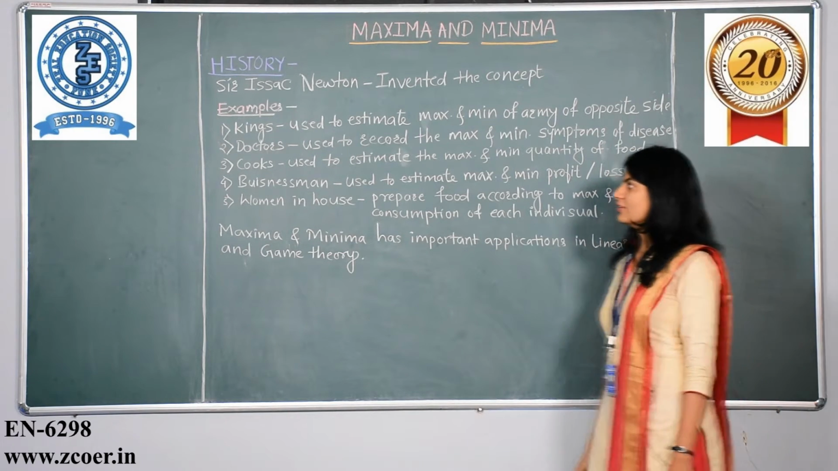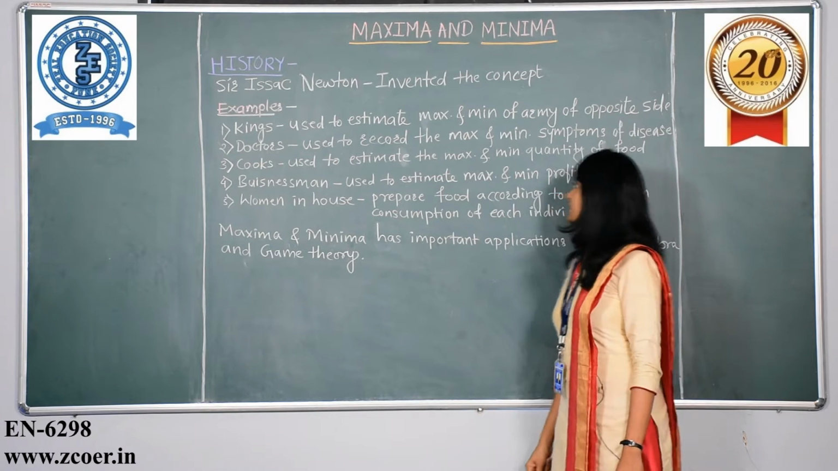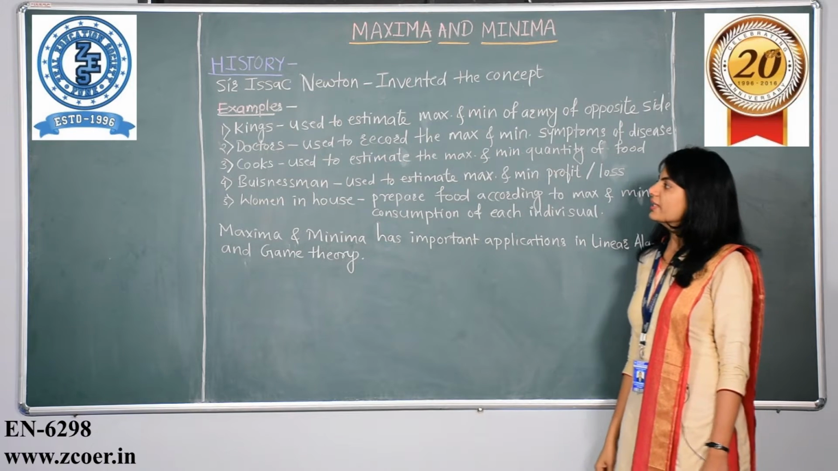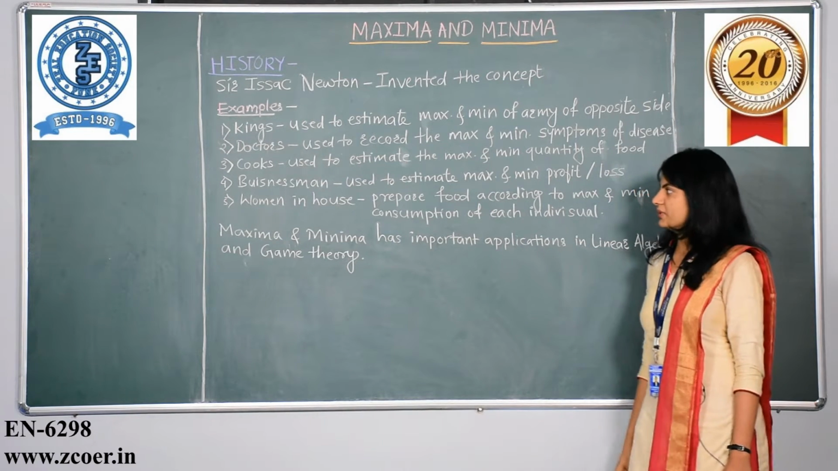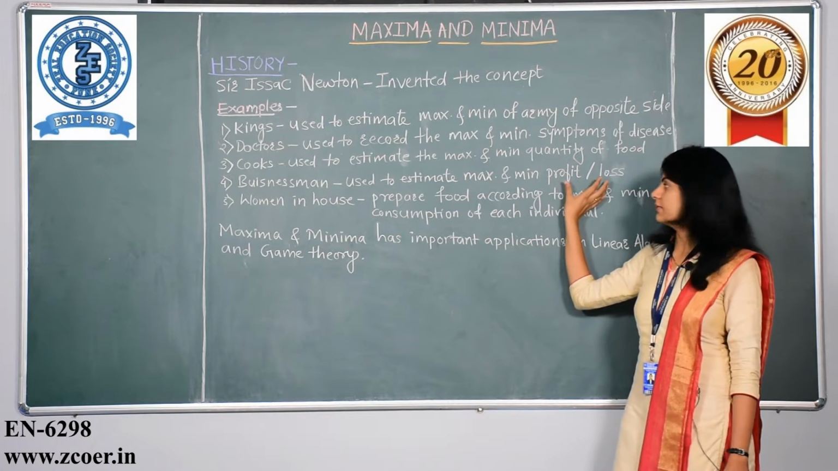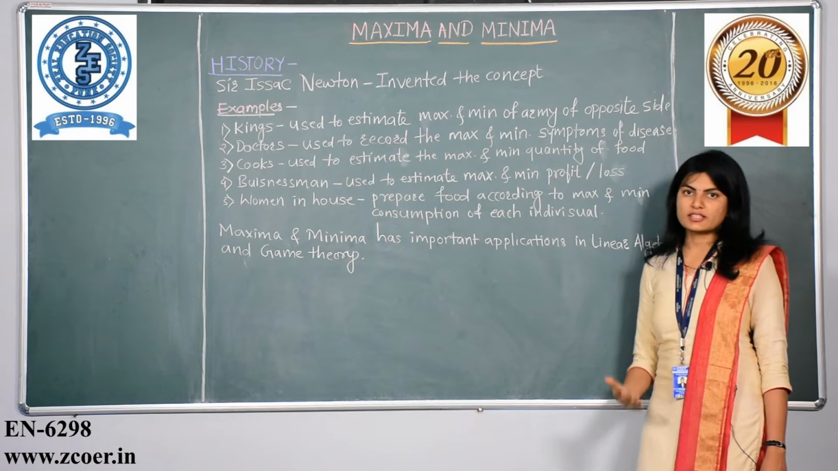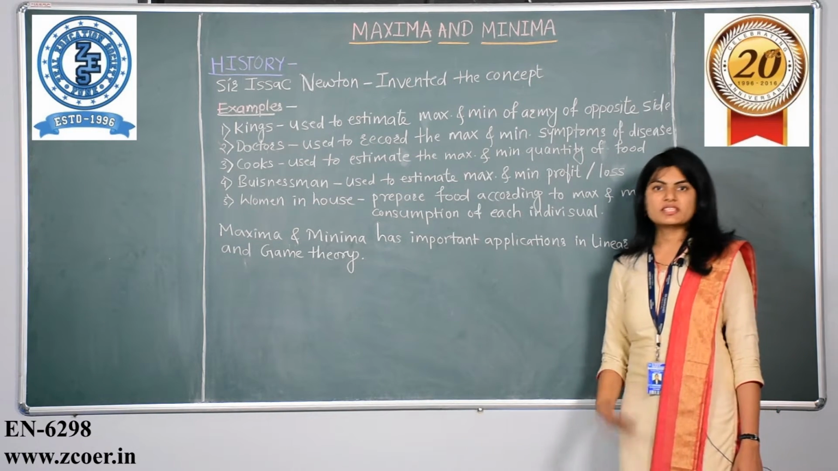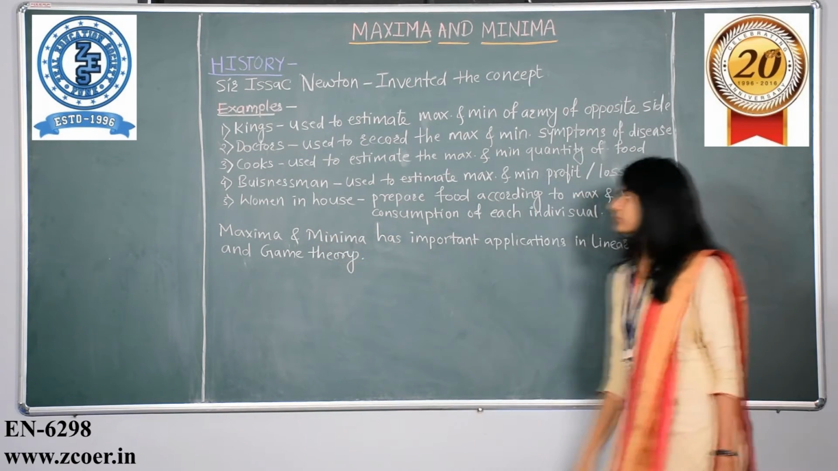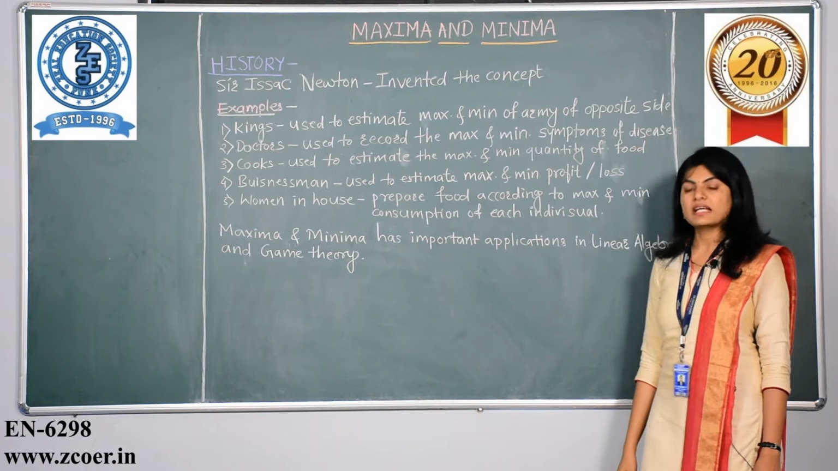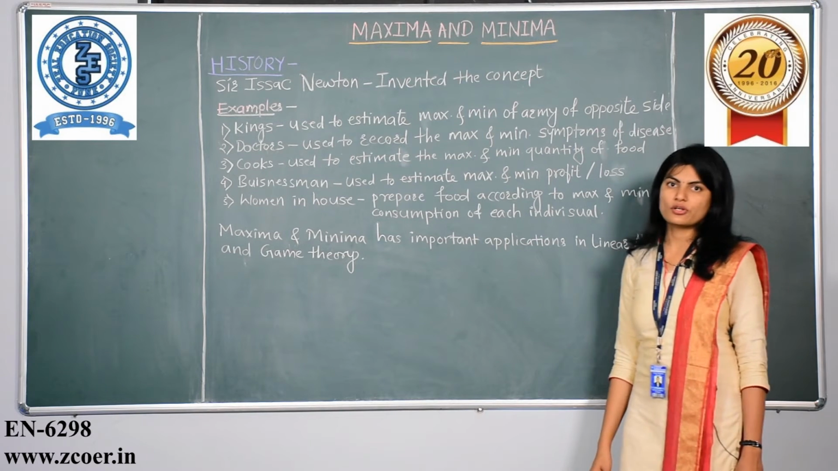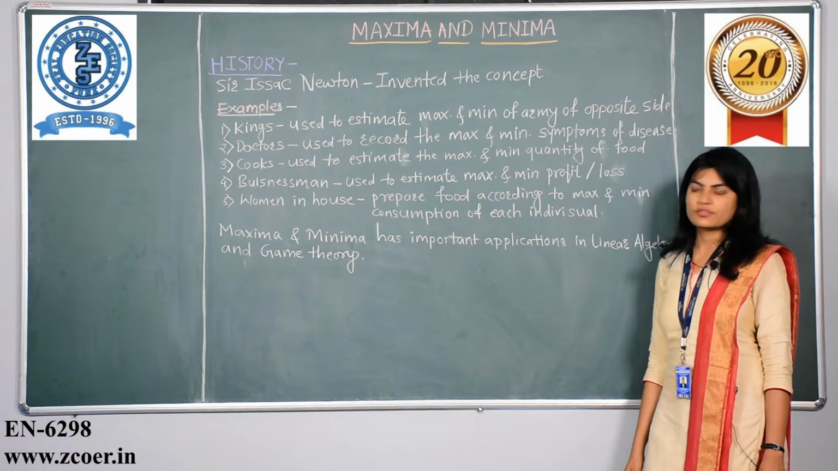In the third example, cooks. Cooks used to estimate the maxima and minima for the calculation of the quantity of food. Now in the fourth example, businessmen used to calculate and estimate the maxima and minima for profit and loss in every transaction, so that they can do business better. In the fifth example, women in the house prepare food according to the maximum and minimum consumption of each individual, so that the food is not overcooked as well as not insufficient.